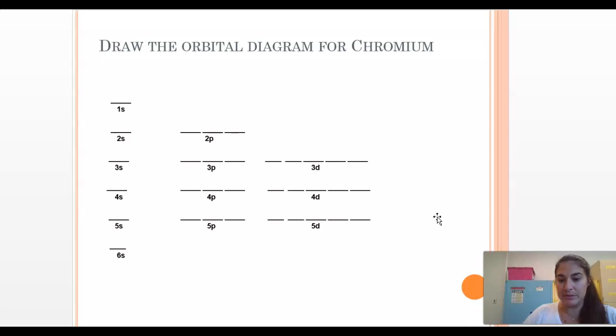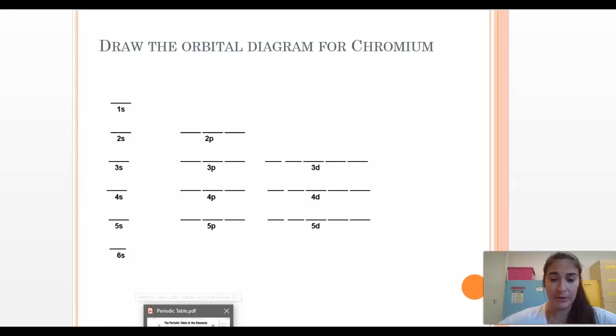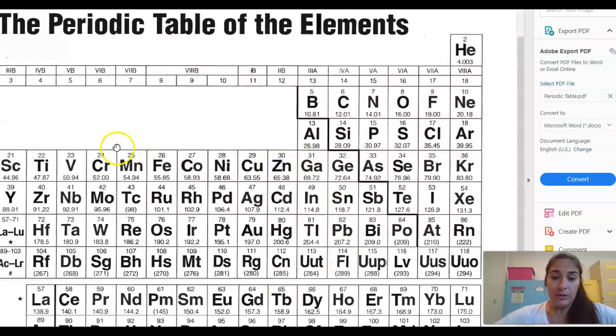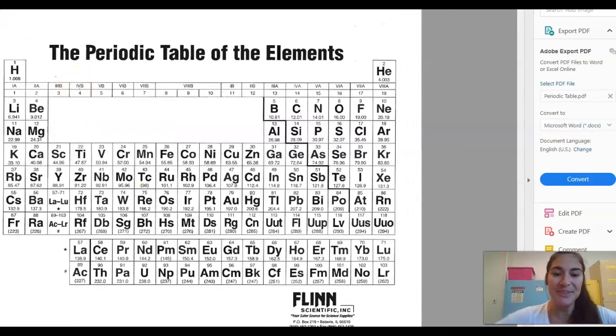So let's say we were doing chromium. We find chromium on the periodic table. Sorry, this periodic table is not fitting. Hold on. There we go. So chromium symbol is Cr. It's element number 24. Therefore, because it's element 24, that means it has 24 protons. Because it's neutral, 24 electrons.